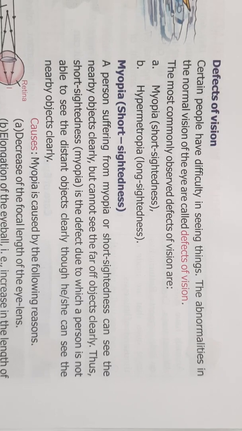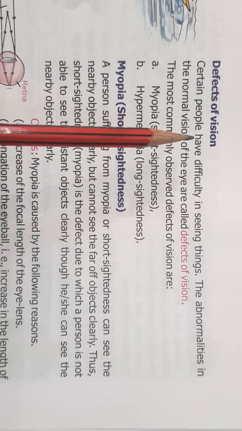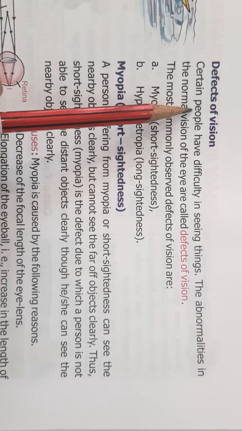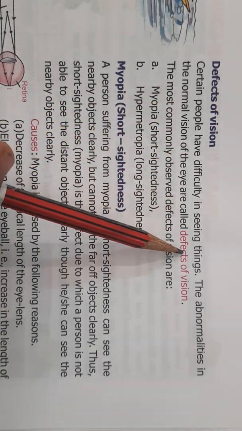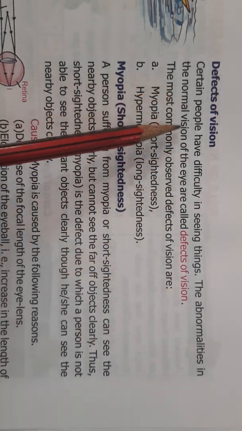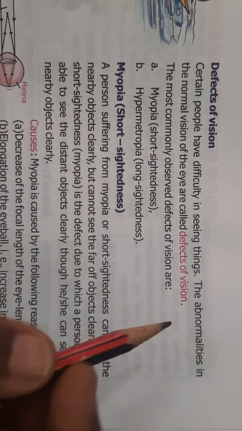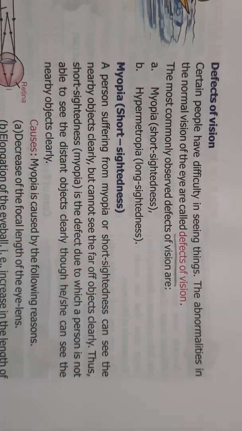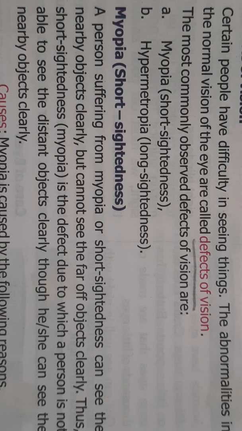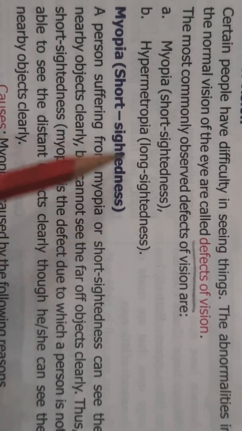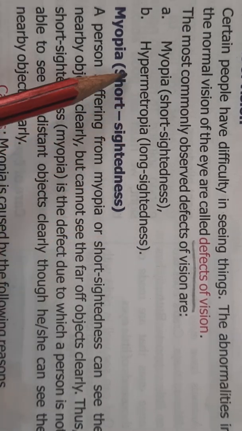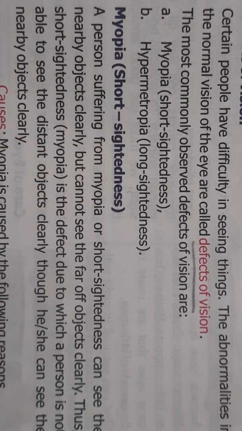Good morning, students. Let's move on to the defects of vision. Some people have difficulty in seeing things. The abnormalities in the normal vision of the eye are called defects of vision. The most common defects of vision are myopia, short-sightedness, or hypermetropia, long-sightedness.